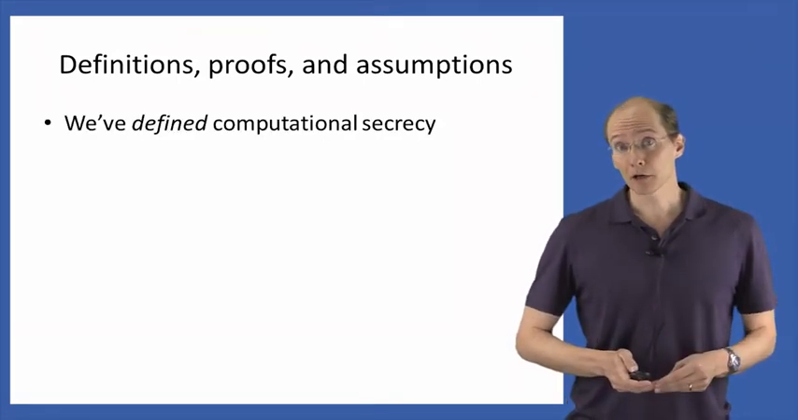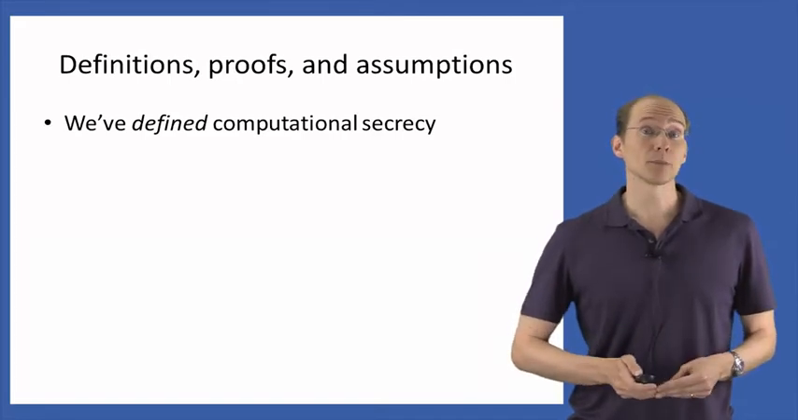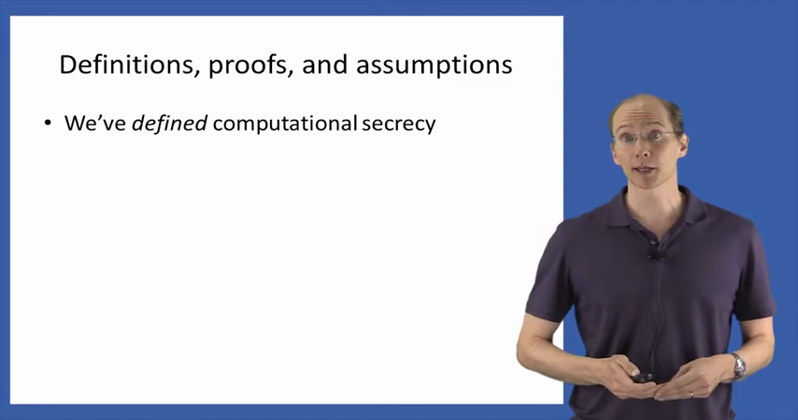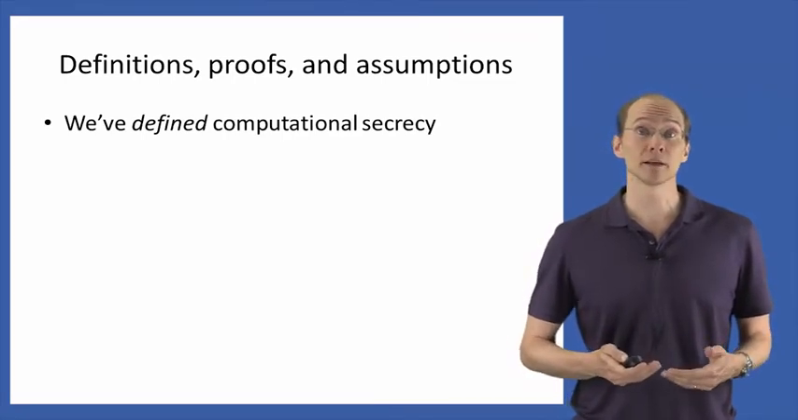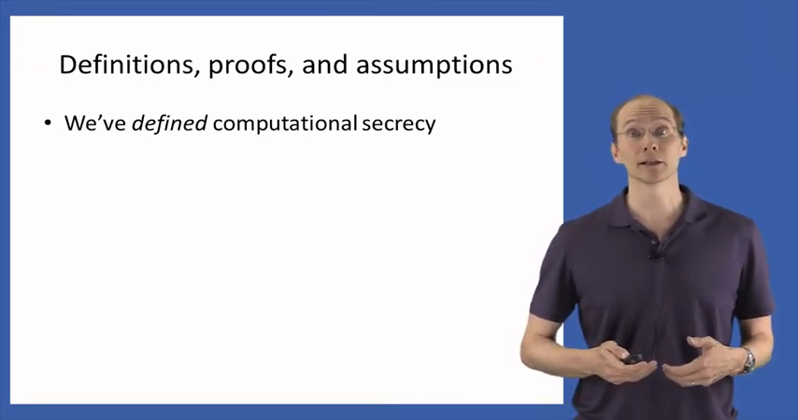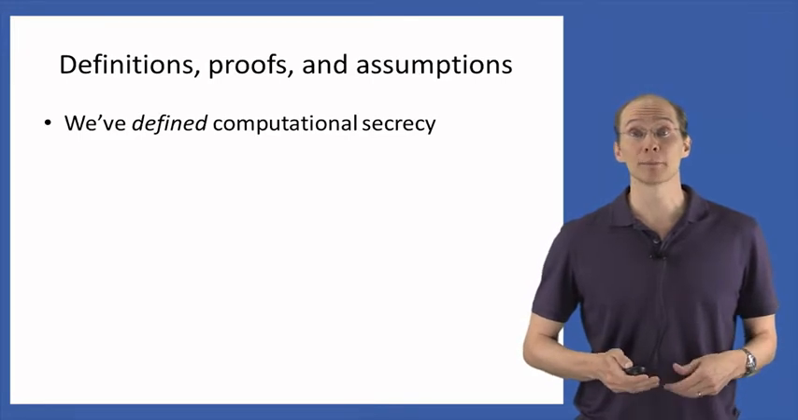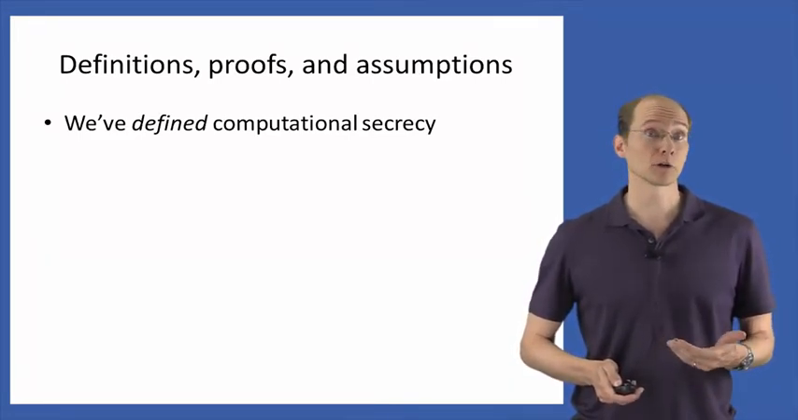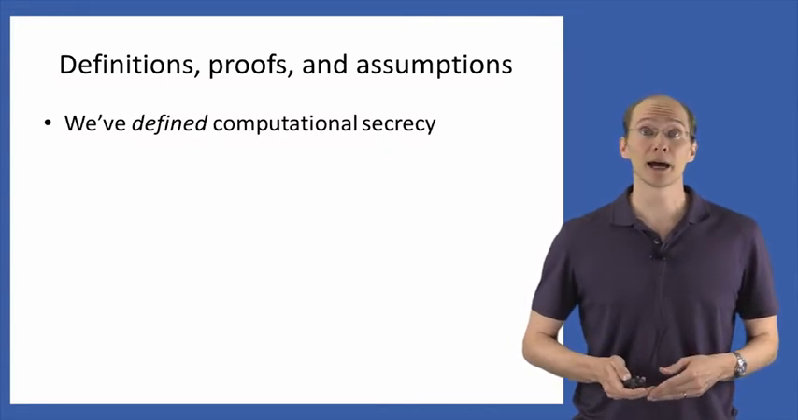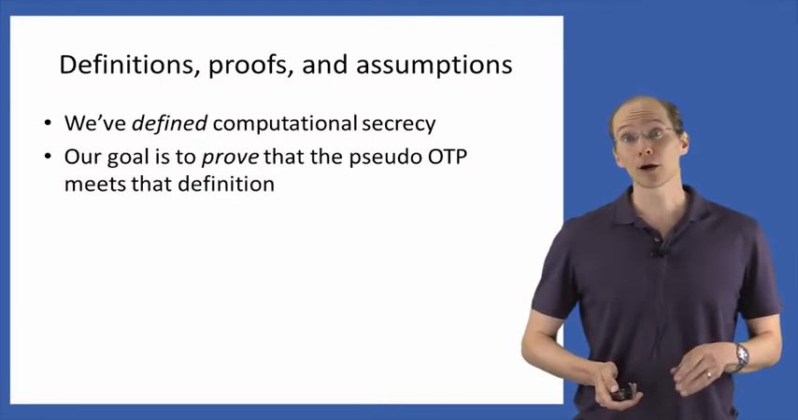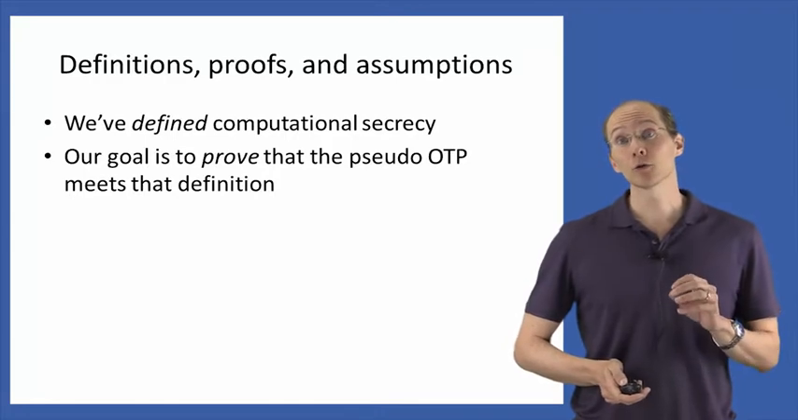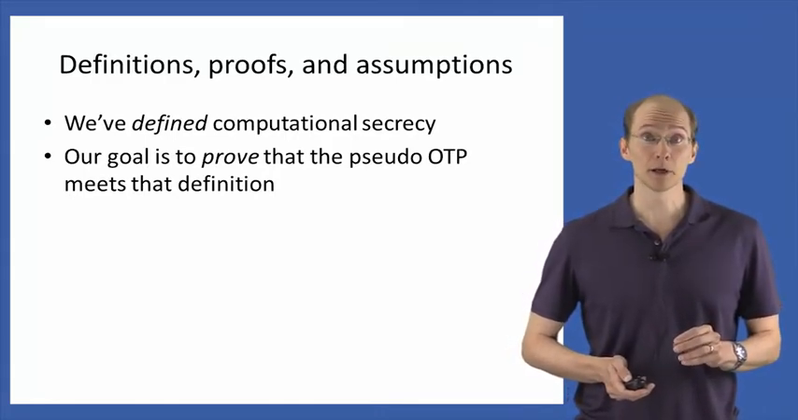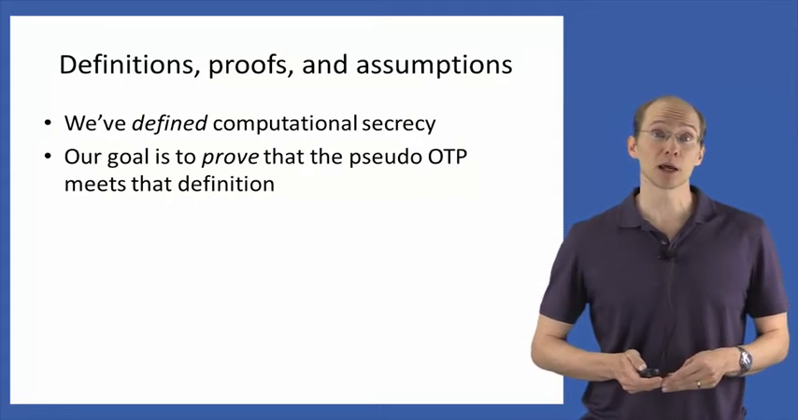In the last few lectures, we've defined computational secrecy and talked about how by relaxing the definition of perfect secrecy, we can hope to circumvent the inherent lower bounds and impossibility results that perfect secrecy comes with. We've also introduced the pseudo one-time pad encryption scheme. And our goal in this lecture is to rigorously prove that the pseudo one-time pad encryption scheme meets our definition of computational secrecy.